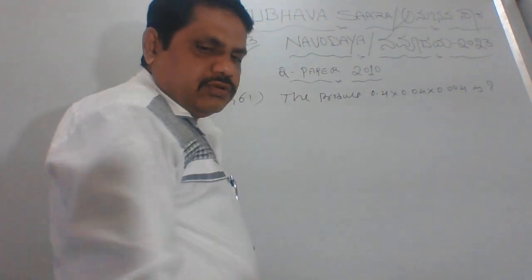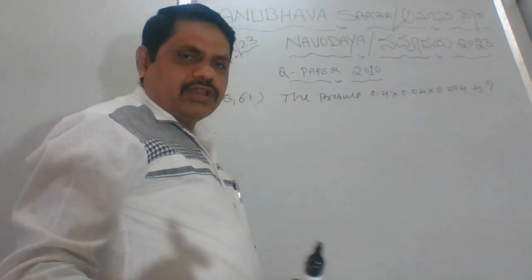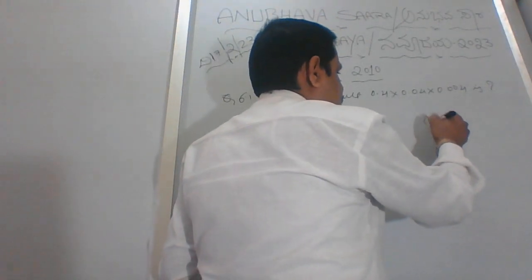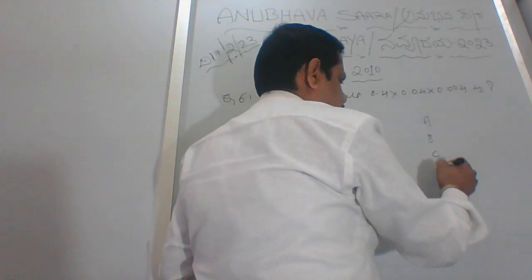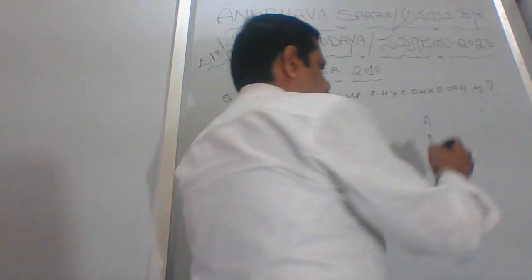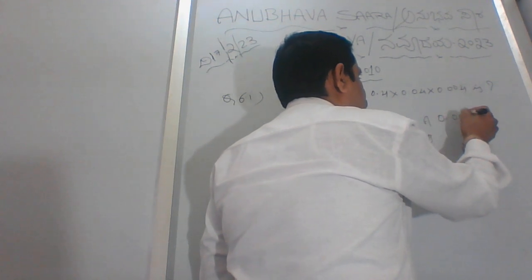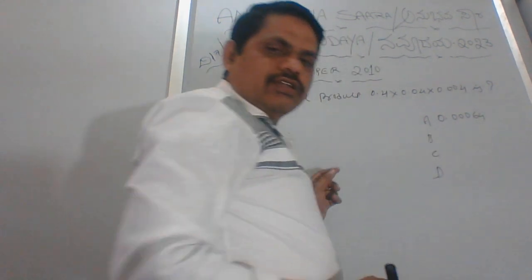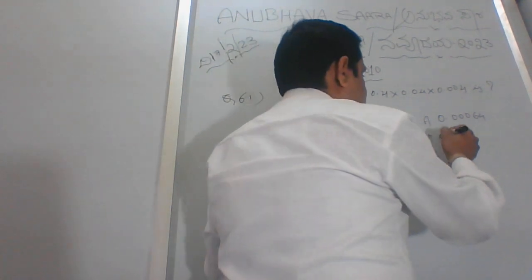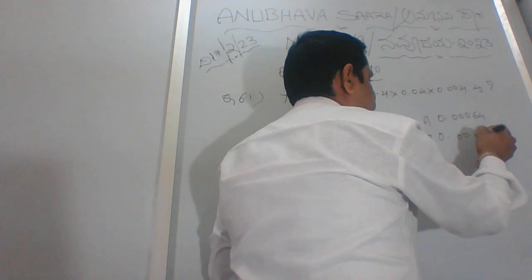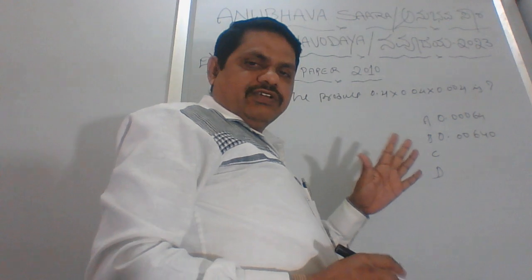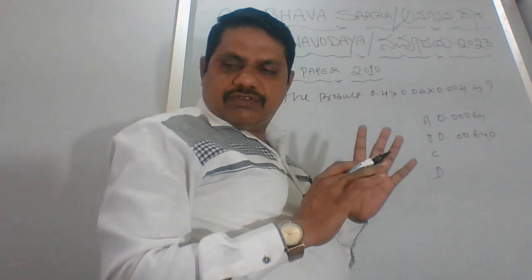As I told you, I'll explain method one. Before that, I'll tell you the options A, B, C, D. A says 0.000064, or B, 0.00064, that is 640 after the decimal.